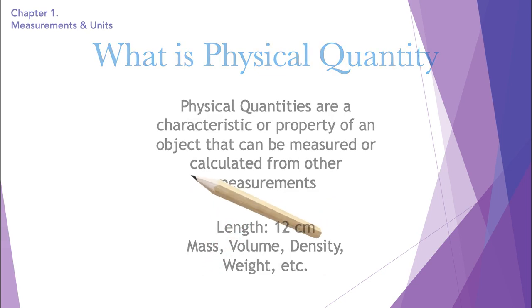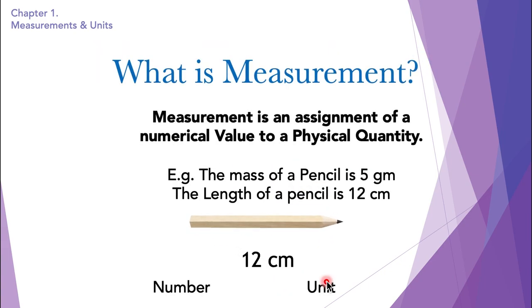Now we're going to understand about measurements. So measurement is an assignment of a numerical value to a physical quantity. Say for example, 5 grams is the mass of this pencil. It basically represents a physical quantity of this pencil. What is the physical quantity? The mass. Mass is a physical quantity.